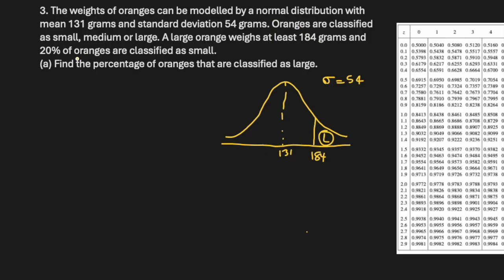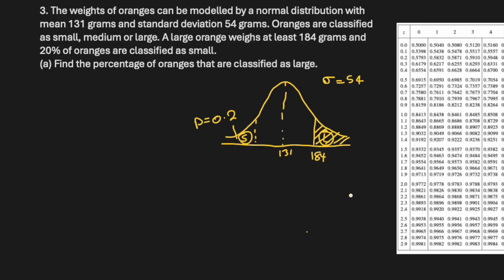And 20% of the oranges are classified as small. So 20% will be less than, because this is our middle line, the mean, below which is 50%. So 20% will be here. So the probability here is 0.2. So this is the small area. Find the percentage of oranges that are classified as large. Percentage means probability. We'll find the probability and convert it to a percentage. So this is the area we have to find.